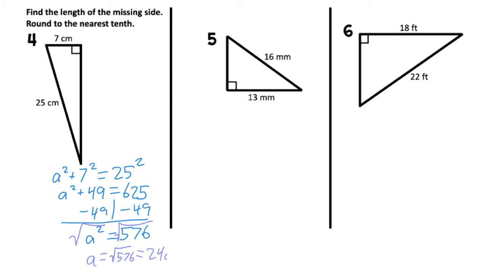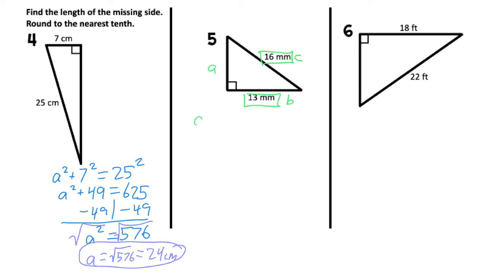In number 5, we see that 16 millimeters is our hypotenuse, and 13 millimeters is going to be one of our legs, and our other leg is missing.